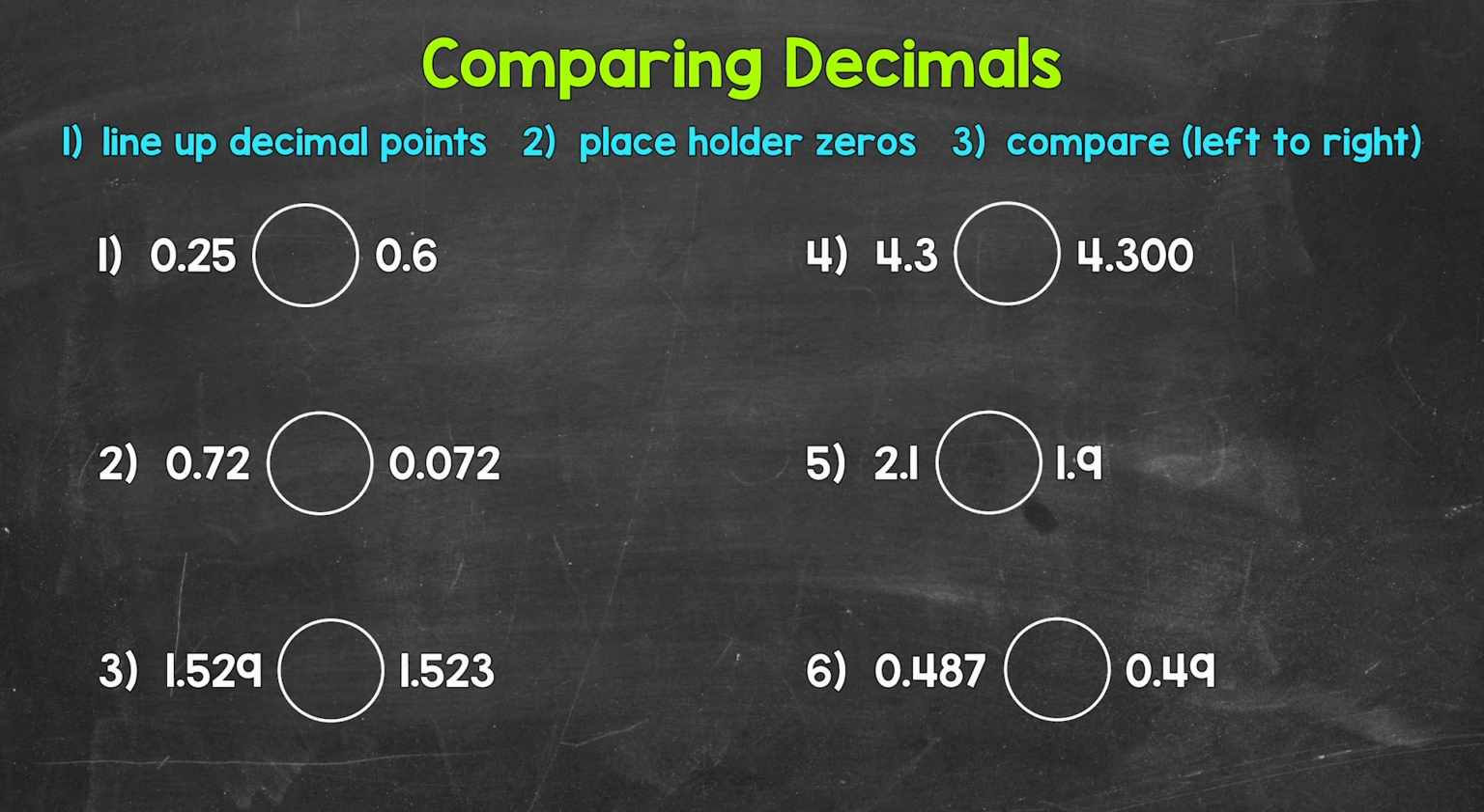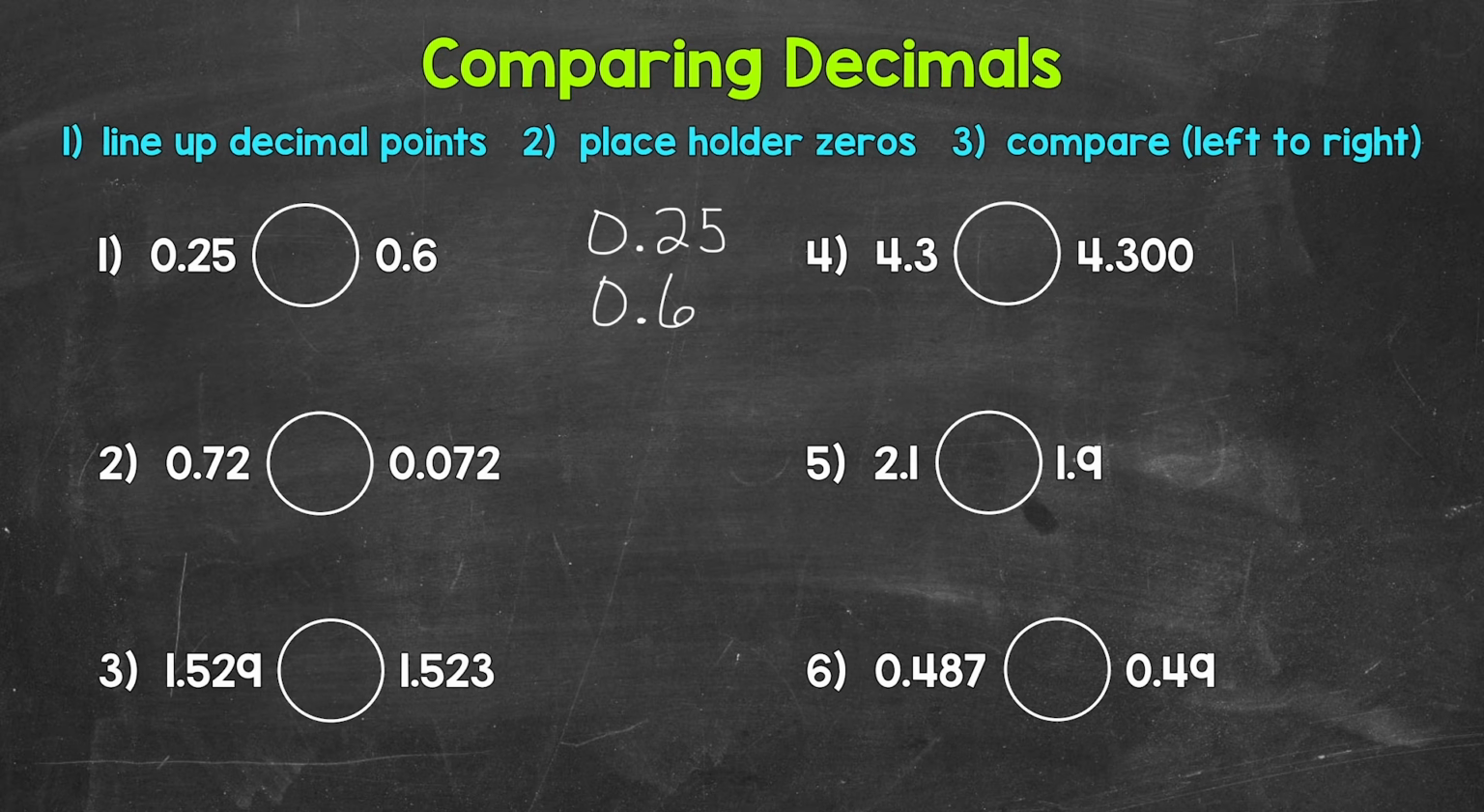So first, what we need to do is line up the decimal points. So we have 25 hundredths and 6 tenths. Lining up the decimal points lines up all of the places. So we have zeros in the ones place, a 2 and a 6 in the tenths place, and then a 5 in the hundredths place. Now this may look a little off since it's offset. This is because our decimals go to different places.